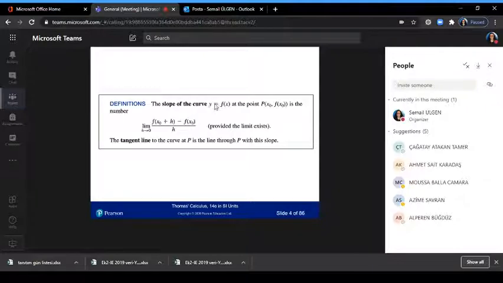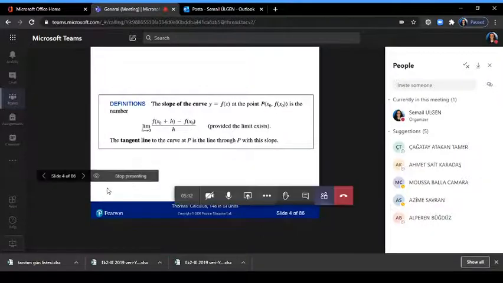So, since we understand the geometry behind it, now we can define it. The slope of the curve y is equal to f of x at the point P, (x0, f of x0), is just the limit as h goes to 0 of f of x0 plus h minus f of x0, all over h. Of course, as long as this limit exists, then the slope of the curve exists, and it is this expression. And then, if you're interested in the equation of the tangent line, this is the slope of the tangent line, and you already have the point. You just write the tangent line equation like that. So no problem. Slope is the only missing part.